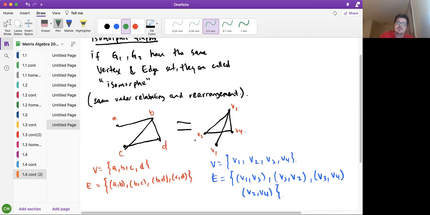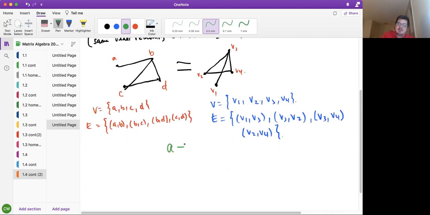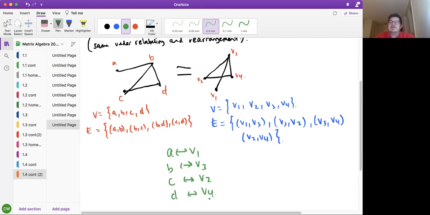So the idea is that you can just call A V1, you can call B V3, you can call C V2, and you can call D V4. So what is the relabeling? It's calling A, B, C, D the same as V1, V2, V4. And the rearrangement is that the graph can look different, right? But it's still the same thing, still the same graph. They're essentially the same.